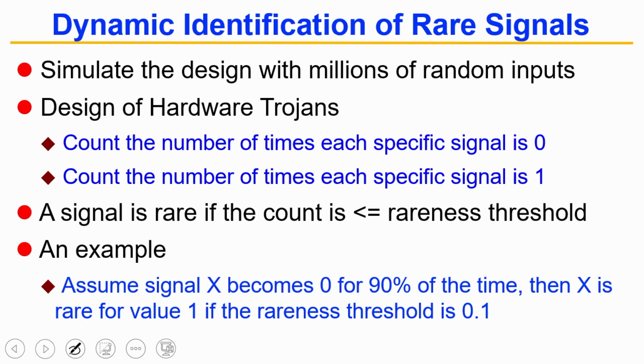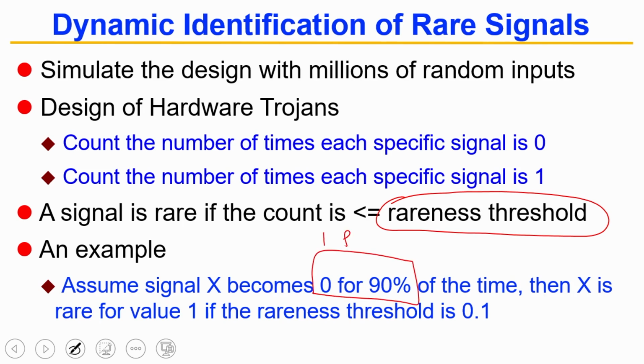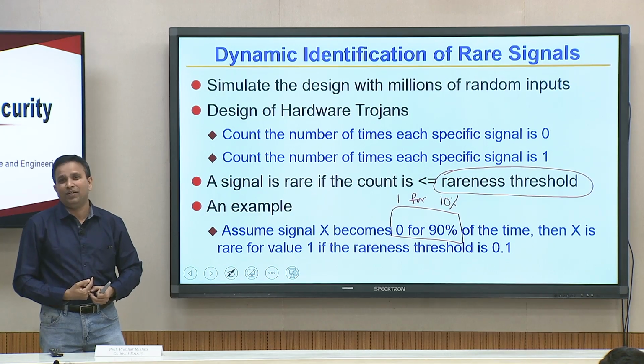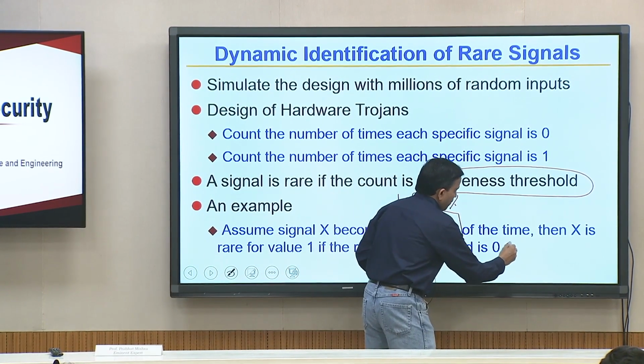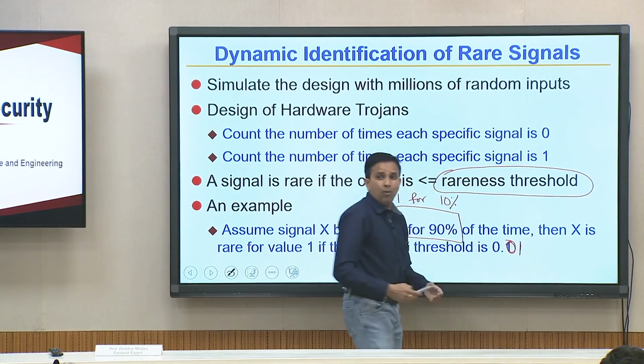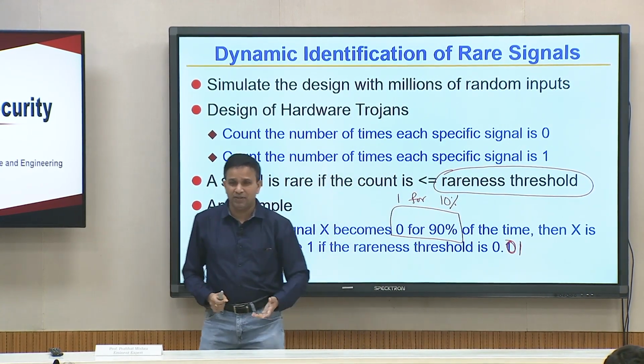But what is rare and what is not rare, a designer has to choose what to call rare. For example, if I go back to the previous signal x, and it is 0 for 90% of the time, then it is 1 for 10% of the time. If for that design the rareness threshold is 0.1, then we as an attacker select that signal as rare. But somebody may say 10% is not rare, we really want something like 0.01, which is 1%, and somebody may say even 1% is not rare.